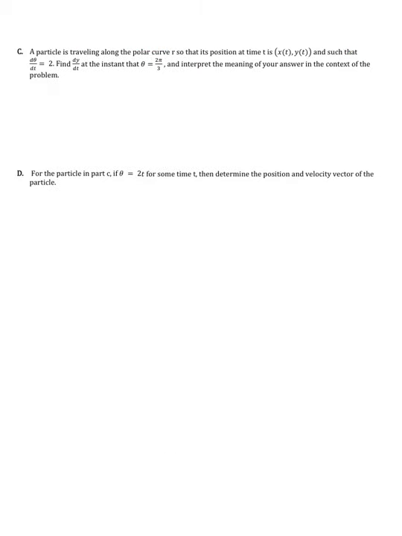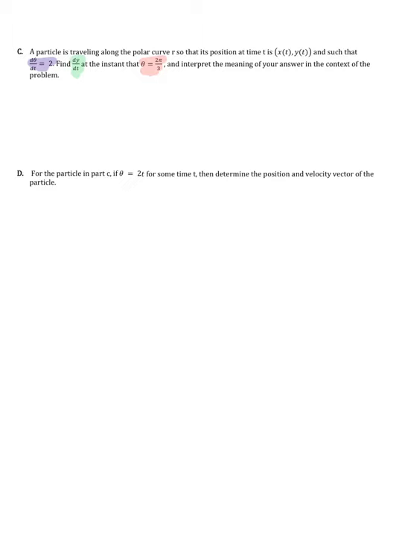All right, part C. A particle is traveling along a polar curve so that the position at time t can be represented as x of t and y of t, such that, here we're going to get some important information, such that d theta dt is 2. Find dy dt at the instant that theta is 2 pi over 3, and interpret the meaning of your answer in context to the problem.